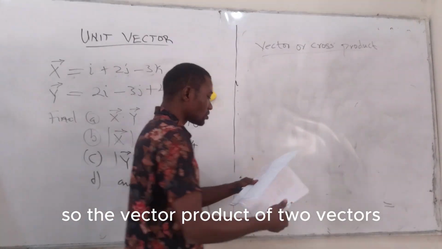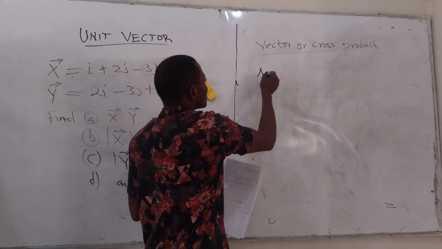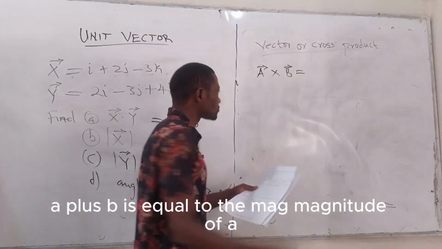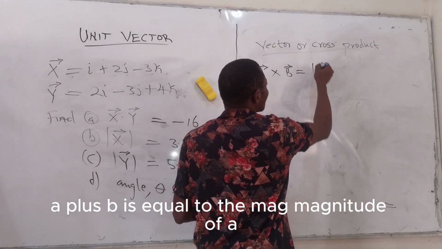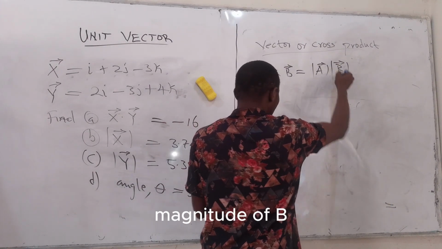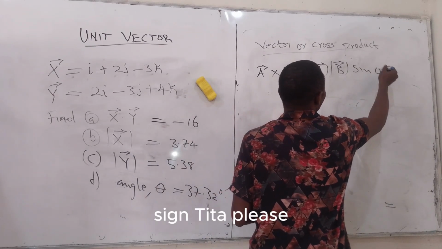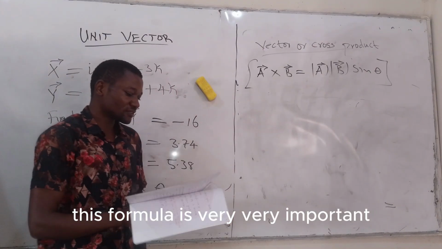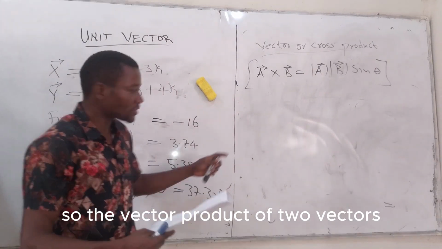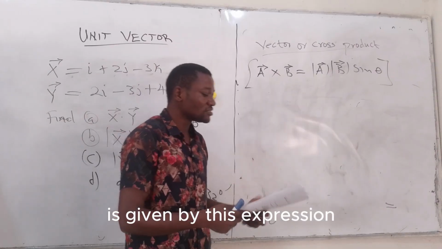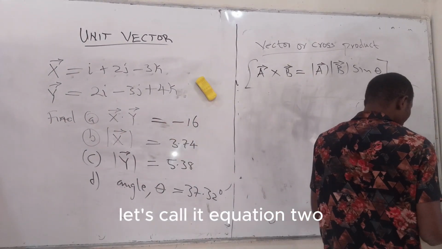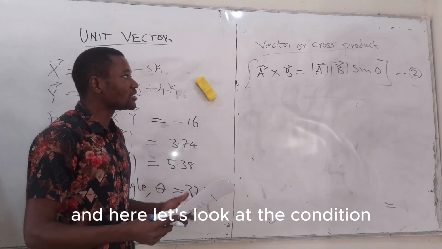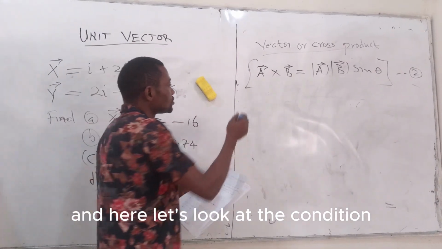So the vector product of two vectors, A cross B, is equal to the magnitude of A, magnitude of B, sine theta. Please, this formula is very, very important. So the vector product of two vectors is given by this expression. Let's call it equation 2. And here, let's look at the condition.